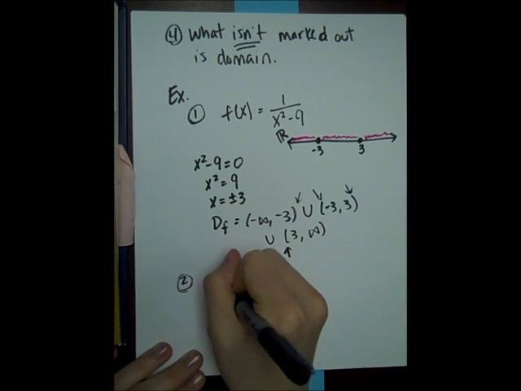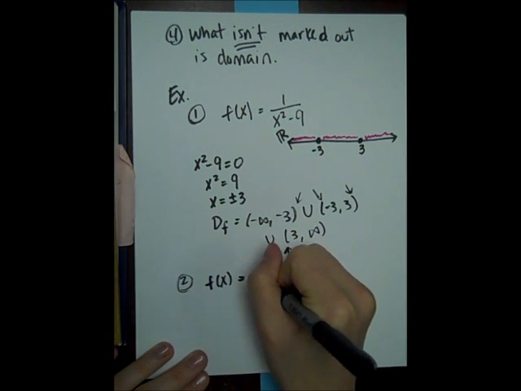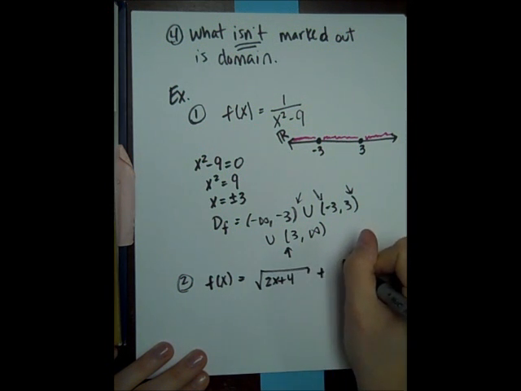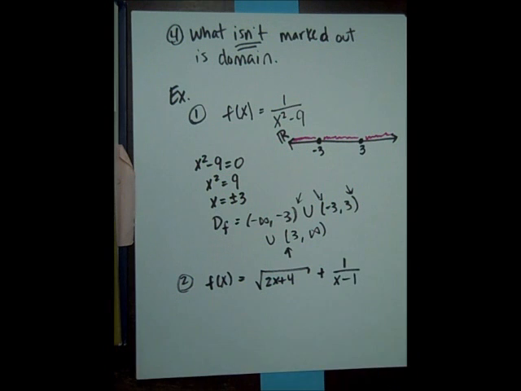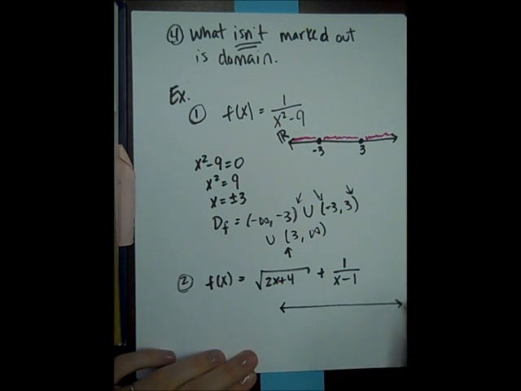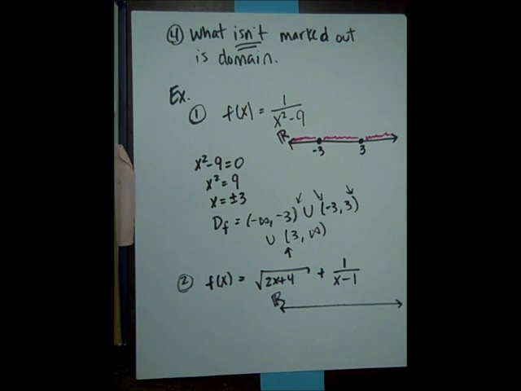Let's try a different one. How about f of x is the square root of 2x plus 4 plus 1 over x minus 1. So I want to find the domain of this function. First thing I'm going to do, draw my number line. Okay, step 1 is complete. Now we move on to step 2.